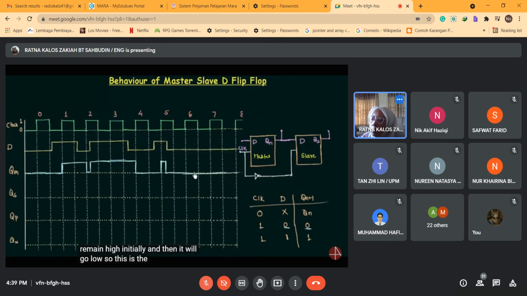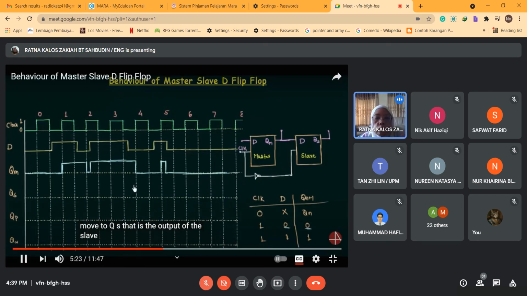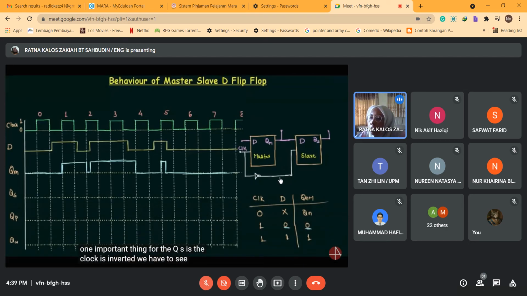So this is the QM, and now we will move to QS, that is the output of the slave flip-flop. And you have to remember one important thing for the QS: the clock is inverted. We have to see for the time when the clock pulse is low. It means we have to see for this time, and this time period. We have to see only for the time when the clock is low. It's very obvious because of this NOT gate.